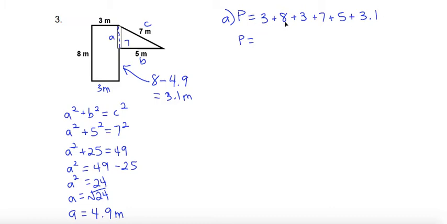3 plus 8 gives us 11. 11 plus 3 gives us 14. 14 plus 7 is 21. 21 plus 5 is 26. And 26 plus 3.1 is 29.1. And my unit is meters.